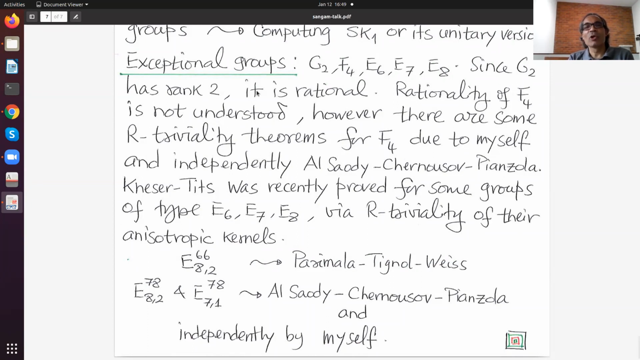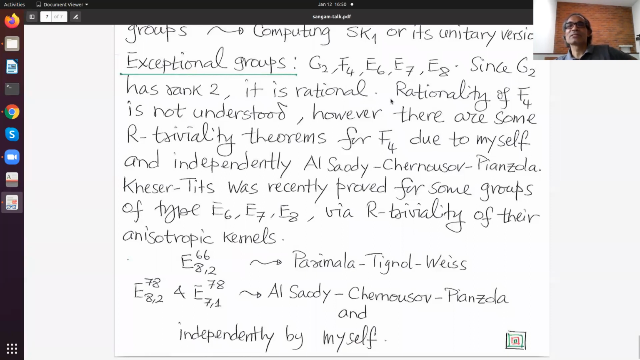So let's begin with the smallest one here, this G2. These lower numbers indicate what I call the rank. These are the ranks of these groups, which is the dimension of the largest diagonalizable connected subgroup. So G2 has rank 2 and therefore it is rational, and I told you that any rational group is R-trivial, and for anything R-trivial the Whitehead group vanishes and so on. So this is completely understood. There Kneser-Tits holds for any version of G2.